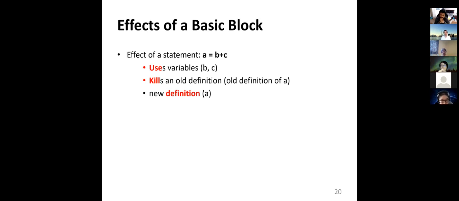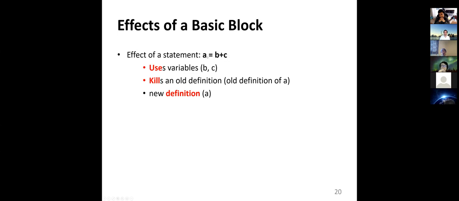Okay, so the first thing we want to go through is the basic block. Why? Because it's an integral part of our control flow and it's the easiest to deal with. The building blocks of a basic block are statements. The block consists of just a sequence of statements. So if we have a statement A equals B plus C, what does it do for us? Well, what we know is it has two uses, of B and C. That's the first information, that's the fact of a statement.